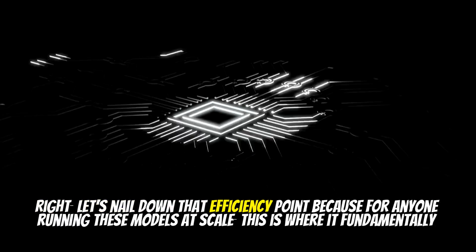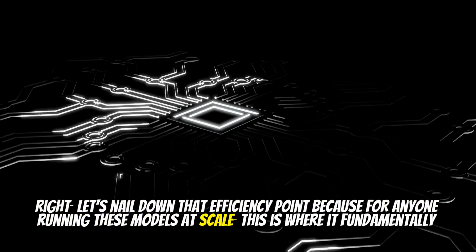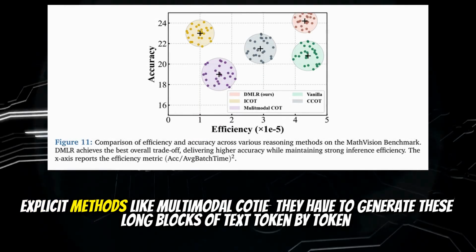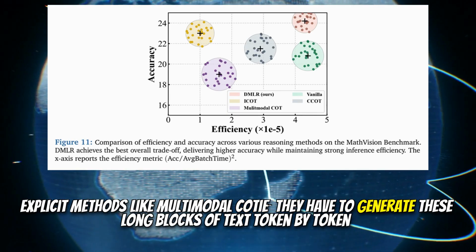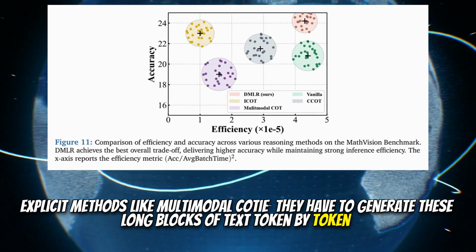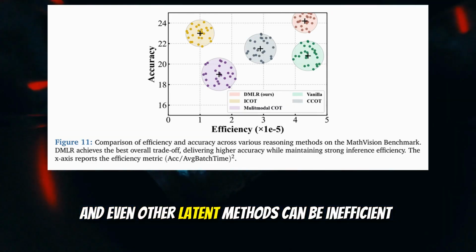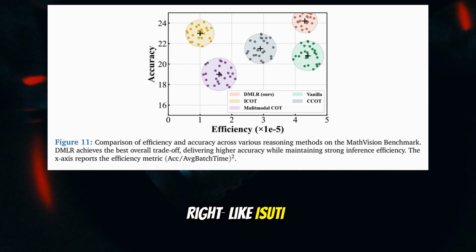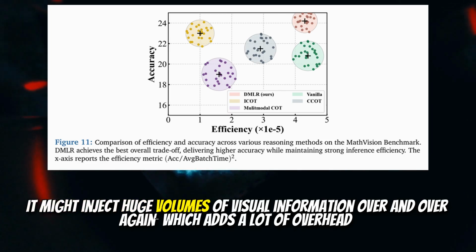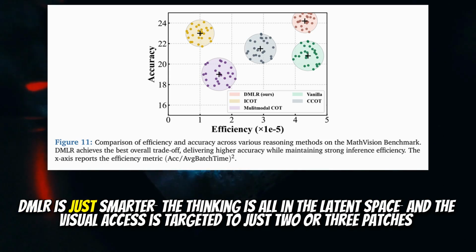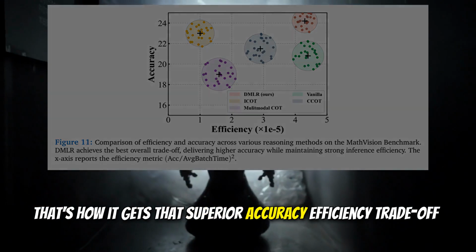Right, let's nail down that efficiency point, because for anyone running these models at scale, this is where it fundamentally changes the game. It really does. Explicit methods like multimodal CoT have to generate these long blocks of text token by token. That is a massive computational bottleneck. It's crippling. And even other latent methods can be inefficient. Right, like ICoT. It might inject huge volumes of visual information over and over again, which adds a lot of overhead. DMLR is just smarter, the thinking is all in the latent space, and the visual access is targeted to just 2 or 3 patches. That's how it gets that superior accuracy-efficiency trade-off.